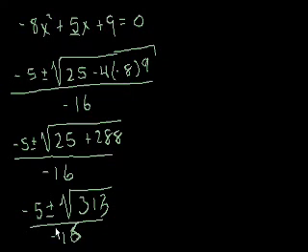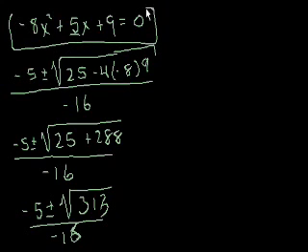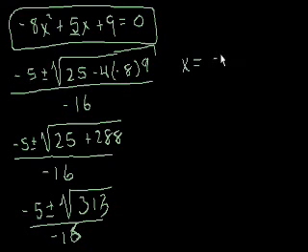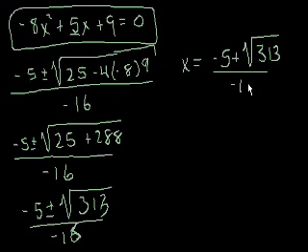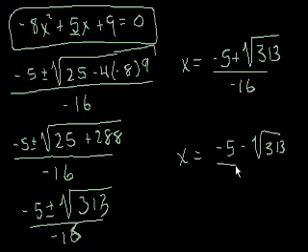So if that is the case, and we've got it in completely simplified form, and we say there are two solutions, two x values that will make this equation true. One of them is x is equal to minus 5 plus the square root of 313 over minus 16. And the other one is x is equal to minus 5 minus the square root of 313 over minus 16.